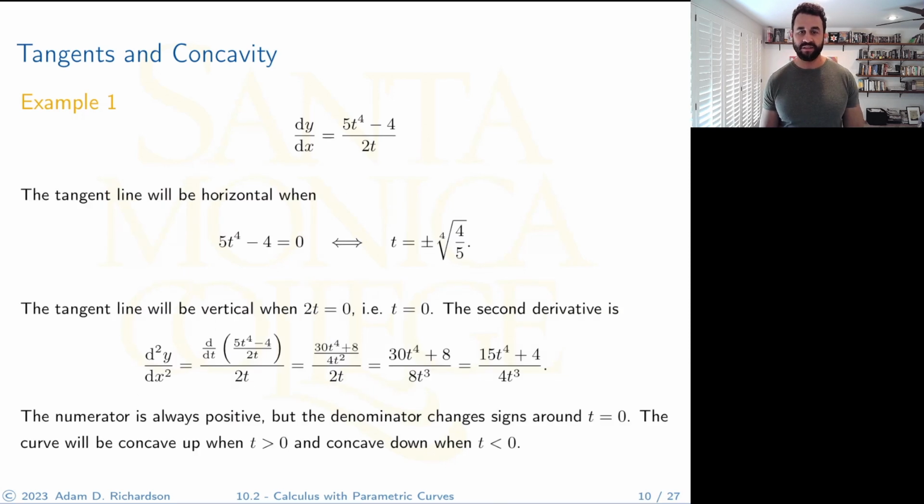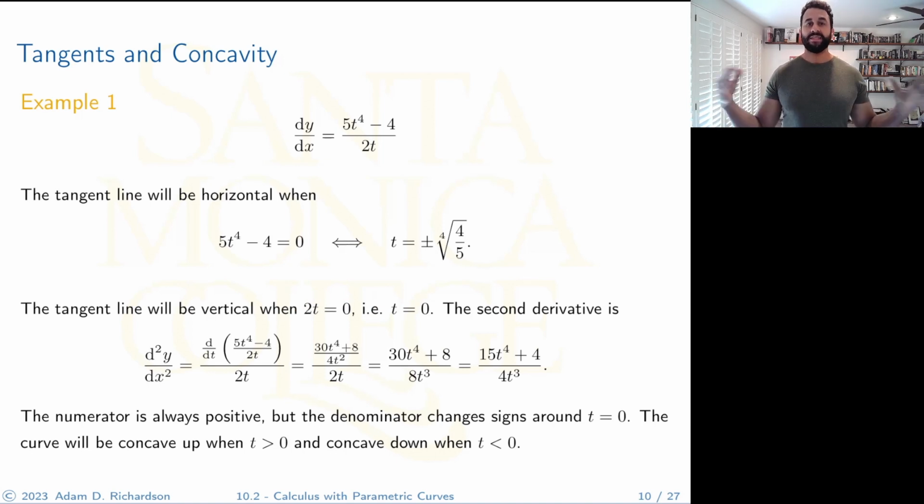All right, now let's find when the tangent line is horizontal and when the tangent line is vertical. So remember, the tangent line will be horizontal when the numerator is equal to 0, because this is a rational function. So when the numerator is equal to 0, we're going to get a horizontal tangent line. Set the numerator equal to 0, solve for t, and you get those two values. So at these two times t, you'll have a horizontal tangent line. To find the vertical tangent lines, you set the denominator equal to 0, and you're just going to get t equals 0. So at time 0, you have a vertical tangent line.